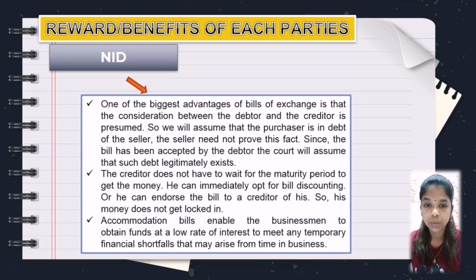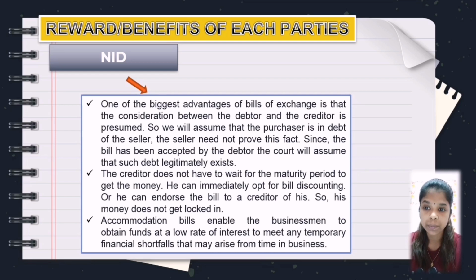Next is for negotiable instrument of deposit. One of the biggest advantages of the bill of exchange is that the consideration between the debtor and the creditor is pre-assumed. So we will assume that the purchaser is in debt to the seller. The seller need not prove this fact. Since the bill has been accepted by the debtor, the court will assume that such debt legitimately exists. The creditor does not have to wait for the maturity period to get the money.